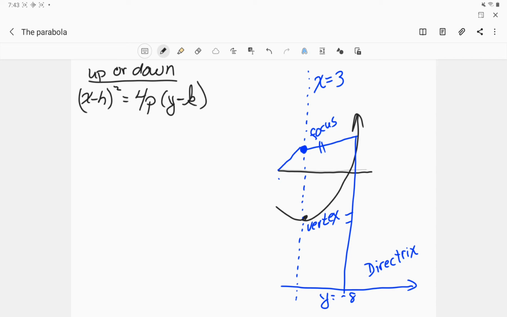All right, now, some things we need to say. The vertex, let's start there. The vertex is (h, k), just like in everything else, your center is (h, k). Your vertex, which is in the middle between your focus and your directrix, that is your h and your k.